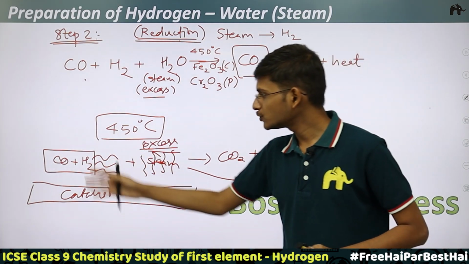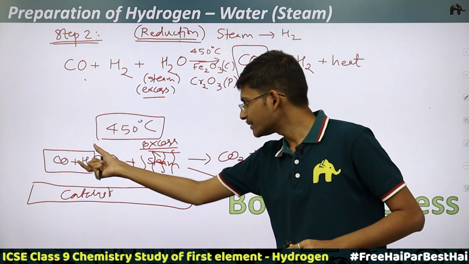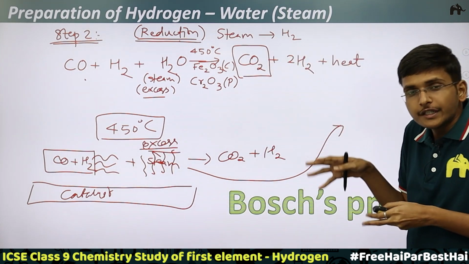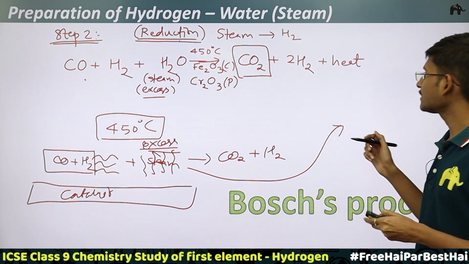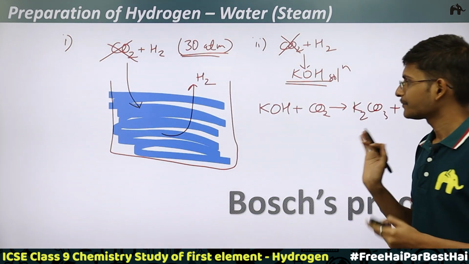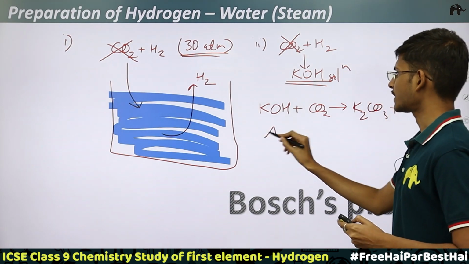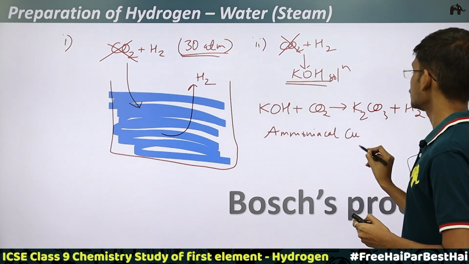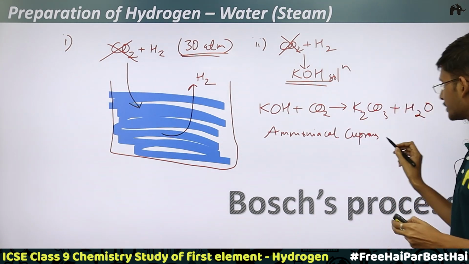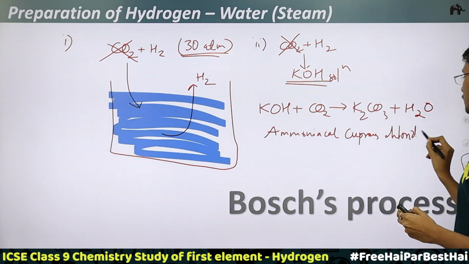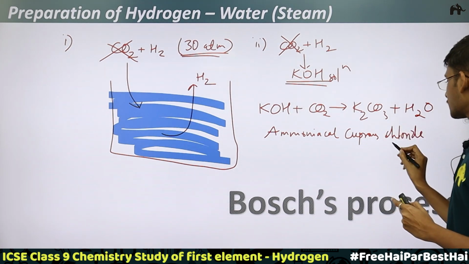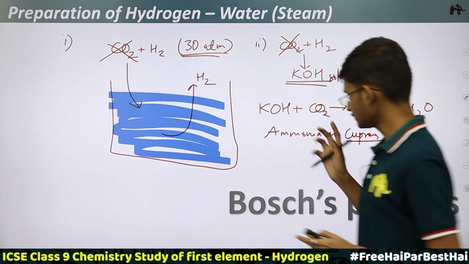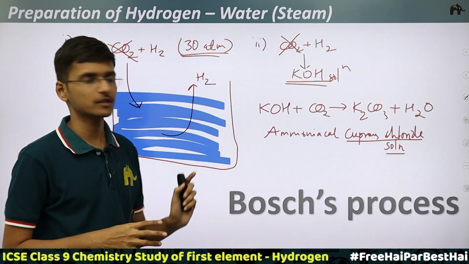For that purpose, what we do is we pass this unreacted mixture of syngas and steam into the ammoniacal cuprous chloride solution. Sorry, not copper sulfate, cuprous chloride solution. I'm so used to saying copper sulfate that I said copper sulfate instead of cuprous chloride solution.